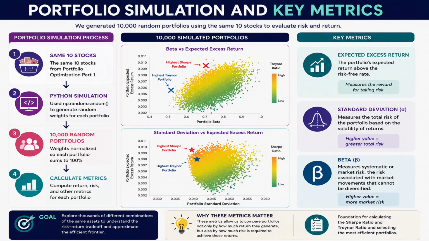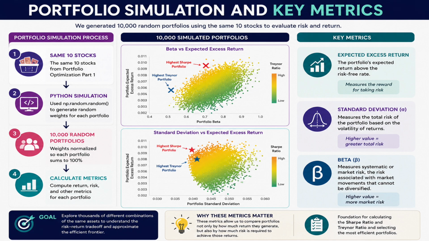In this part of the project, we generated 10,000 random portfolios using Python. Each portfolio contained the same 10 stocks from part 1, but with different weight allocations. We used the NumPy random method to generate random weights and then normalize those weights so that each portfolio was fully invested and the weights summed to 100%. Simulating thousands of portfolios helps us explore many possible combinations of the same assets and approximate what is known as the efficient frontier. Rather than evaluating only a few portfolios, we can observe how risk and return change across a large set of investment choices.